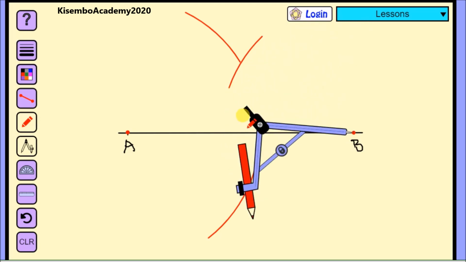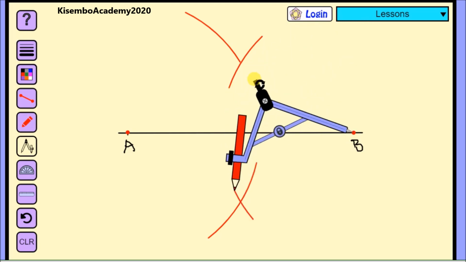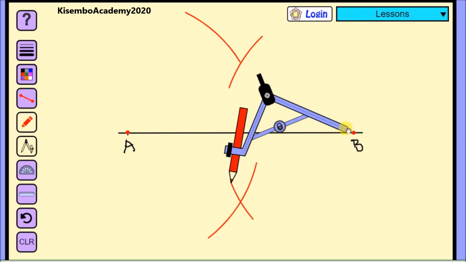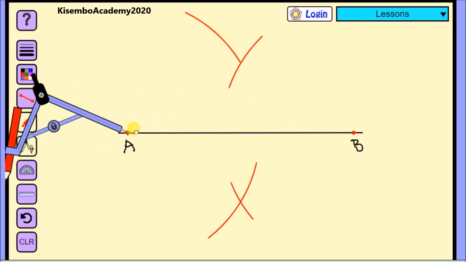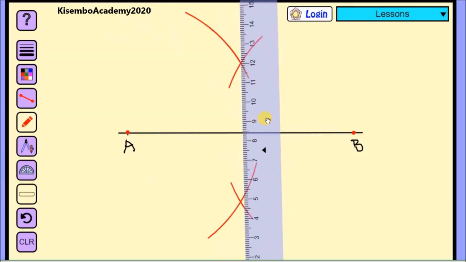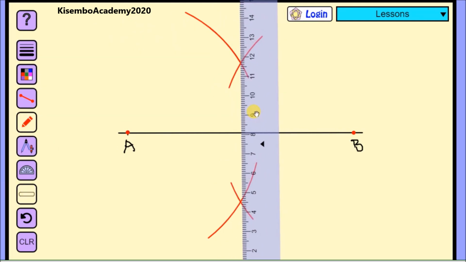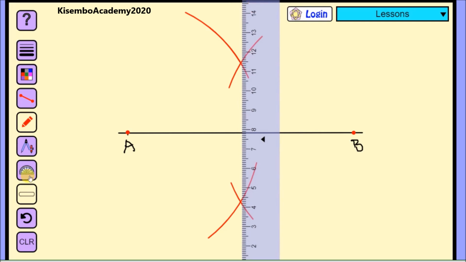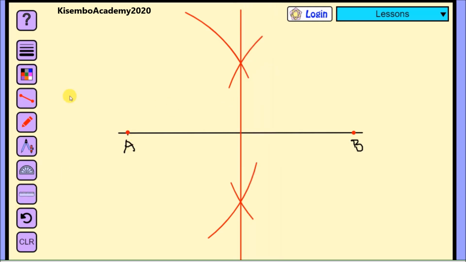So after that, you notice that the two arcs have crossed each other. So we shall get our ruler and we draw a line connecting the two meeting points of the arcs. And ladies and gentlemen, that line we have drawn is the line that is dividing the line AB into two equal parts. So by that, we have bisected the line.